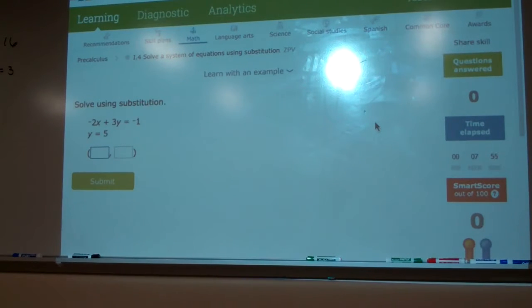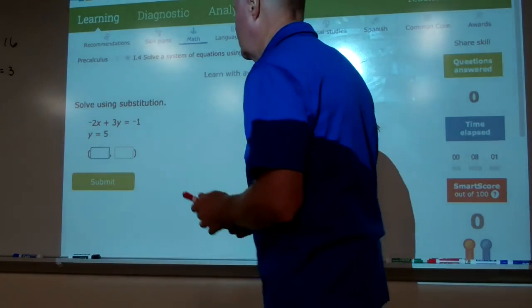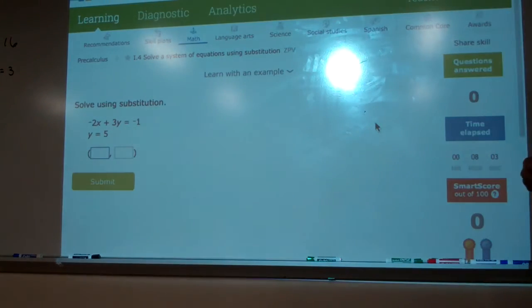Okay, a couple IXL things, and then I'll just turn you loose for a little bit, and then we'll talk about the second method a little bit later, so we can get them both in today. I4 is where we're at. This is solve using substitution.